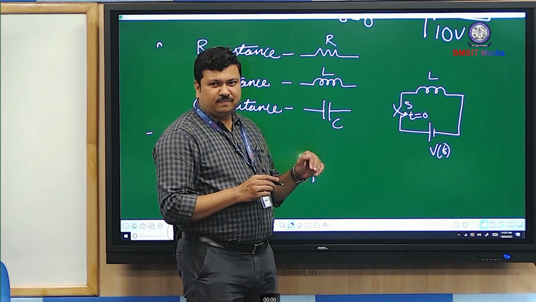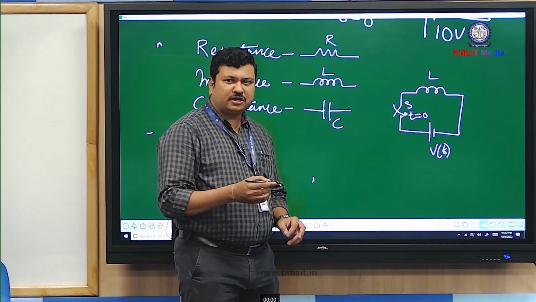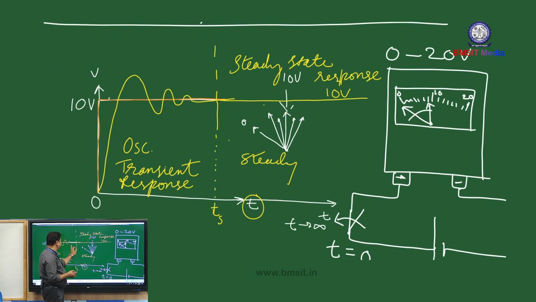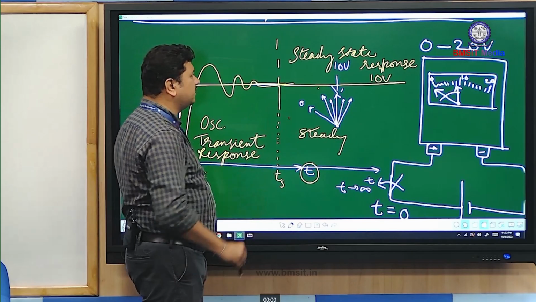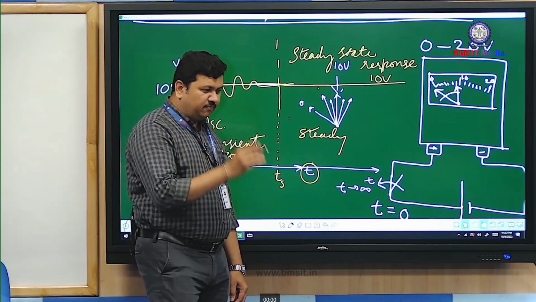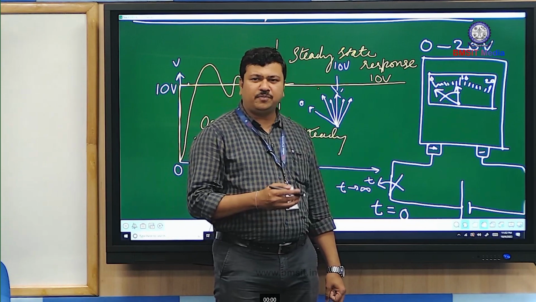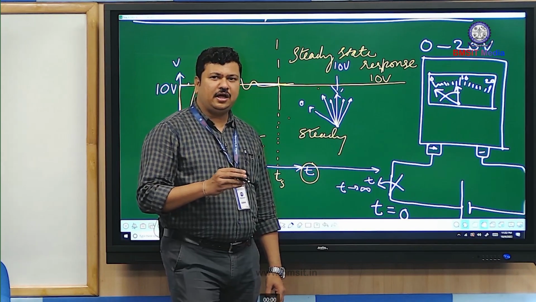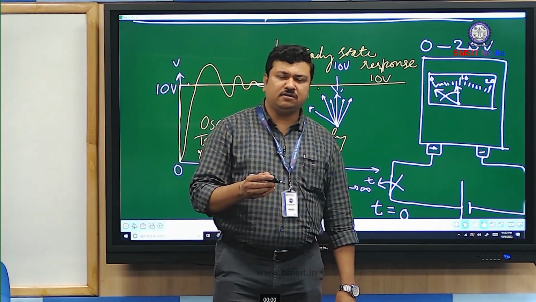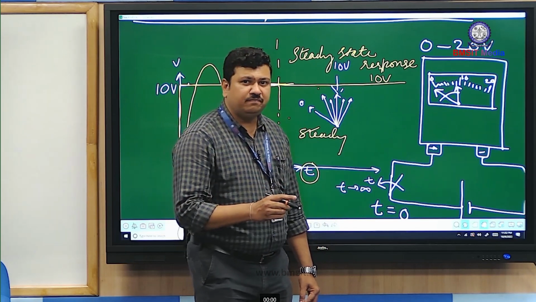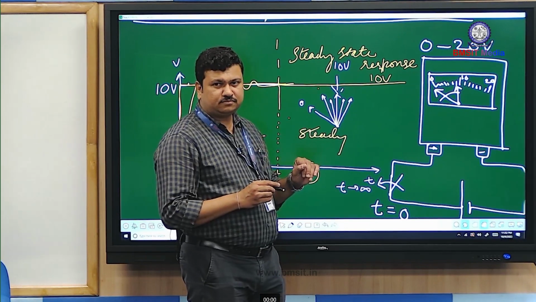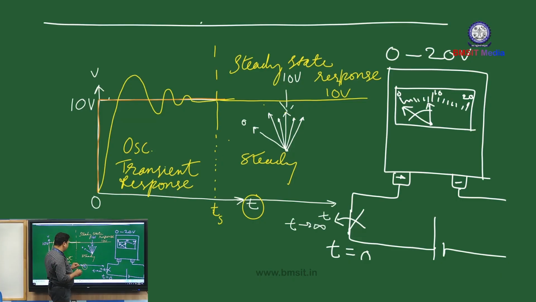So when I study this, I will get to know there are two responses that I observe: the transient response and the steady state response. For every system that operates, we have two responses, steady state response and transient response. So when I have to analyze a circuit or any system with respect to time, it is always necessary for me to consider both responses. Now the question is, how can I do that?